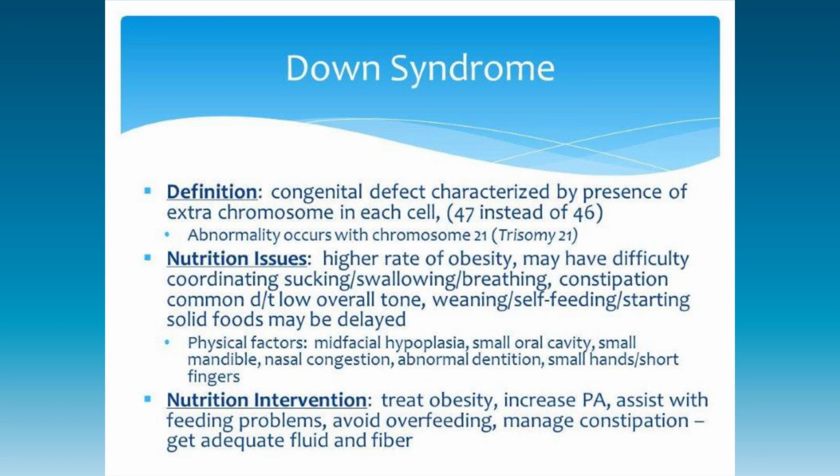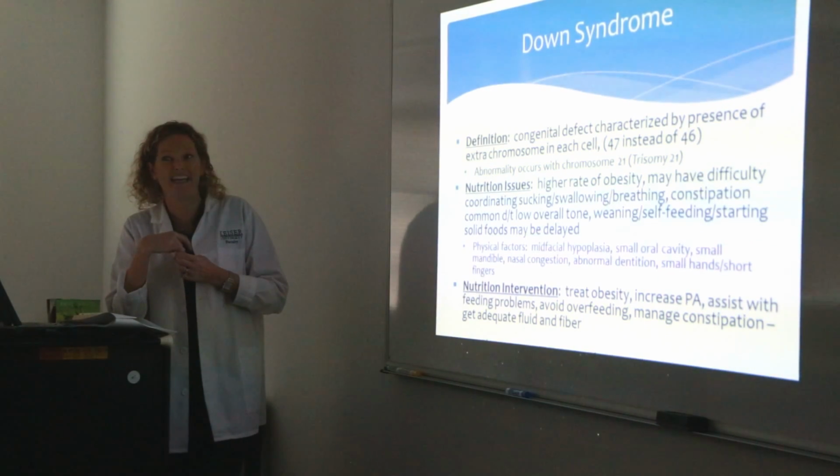Nutrition issues with Down syndrome, they do tend to have a higher rate of obesity. There are some special growth charts for Down syndrome, but most of the research I've read says that you can plot them on regular growth charts as well. They may have difficulty coordinating sucking, swallowing, and breathing. They may have constipation because they have low overall tone. And they may have issues weaning, self-feeding, eating solid foods.